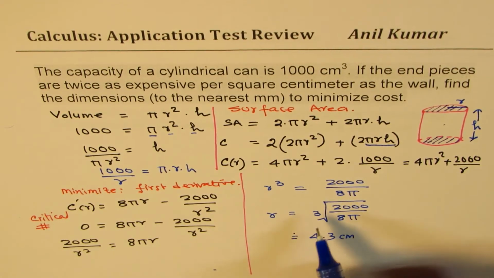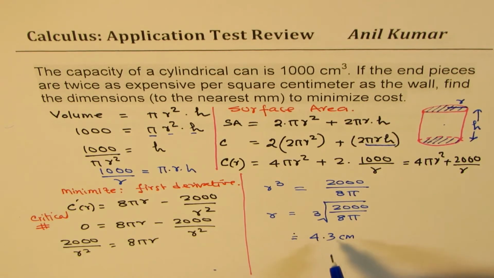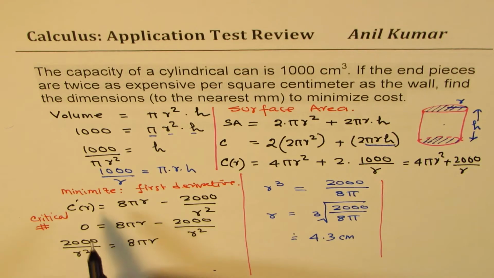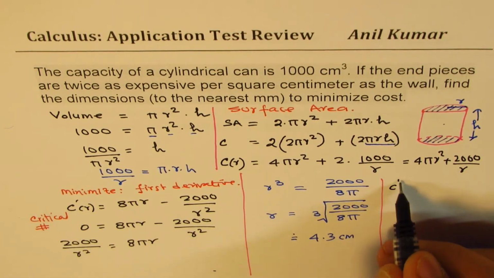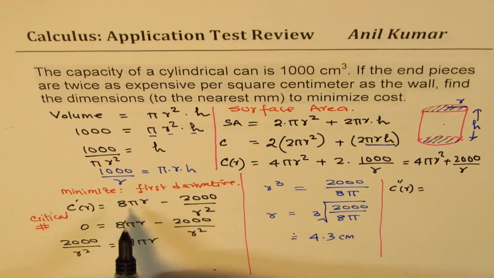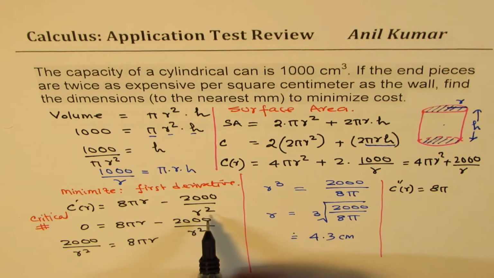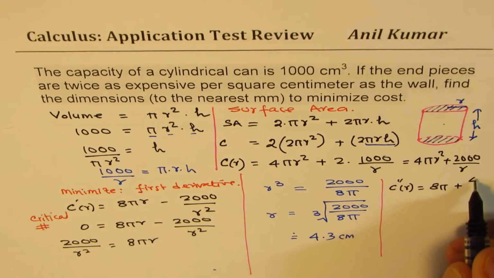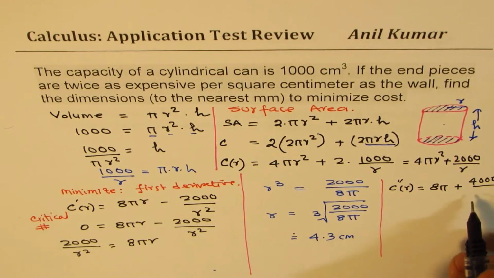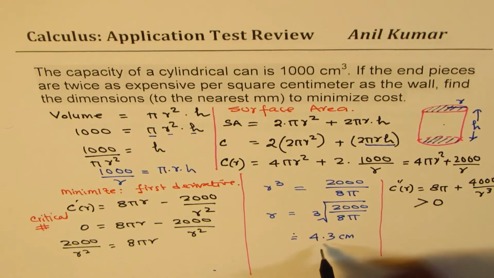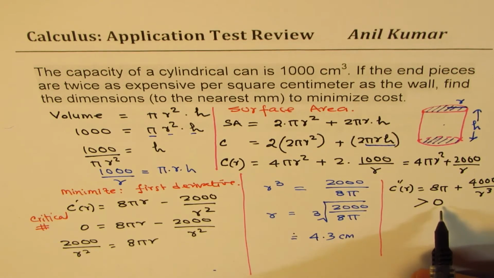Now the question is, how do you know that this is a minimum or maximum? So you have to justify your answer. There are many different strategies, as I said. What I will do here is find the second derivative. So the second derivative, using this function, will be 8 pi, which we know is always positive. And for this part, minus 2 gives me plus 4000 over r to the power of 3. Do you see that? So this is always greater than 0.